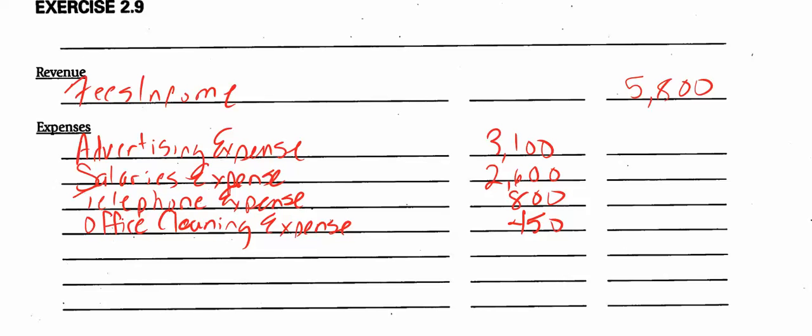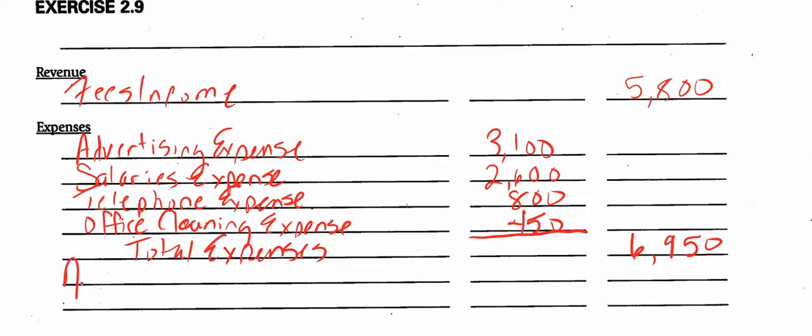So then we're going to indent total expenses. We're going to draw a line under the 4 expenses, and then we're going to add those together and put the total in the right hand column. And the total of those expenses is $6,950.